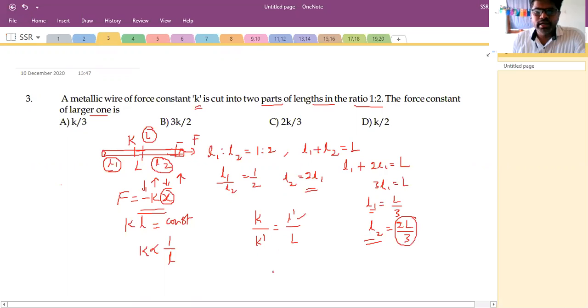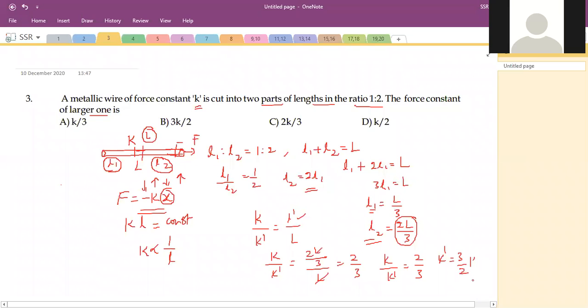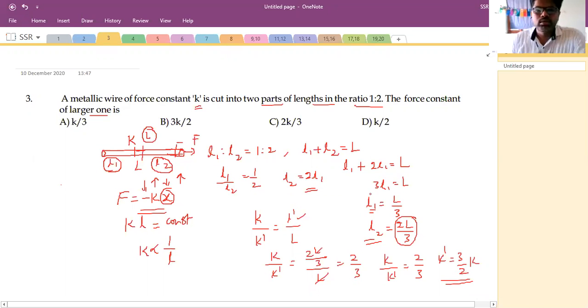Then K by K dash is equal to 2L by 3 by L. Then L and L cancel, that is equal to 2 by 3. Then K by K dash is equal to 2 by 3. Then K dash is equal to 3 by 2 into K. K dash is equal to 3K by 2. So for the longer part, that's option B, 3K by 2. Are you clear this? Yes, sir.